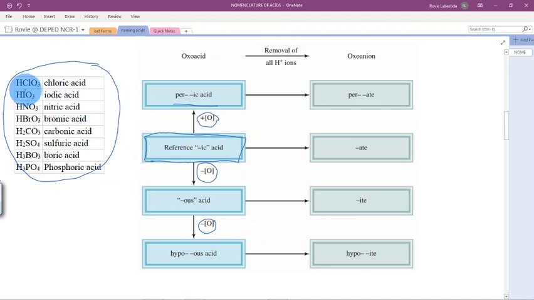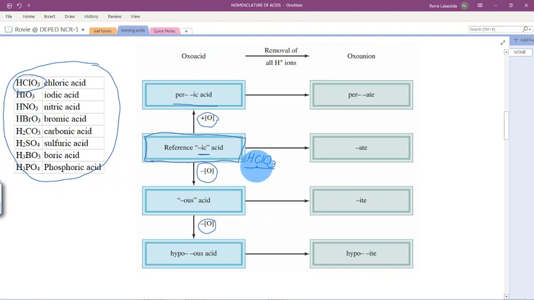So let's take chloric acid. So that is our reference, ic acid. Let me write the formula first of the ic acid. That is HClO3. We call this the ic acid or chloric acid.